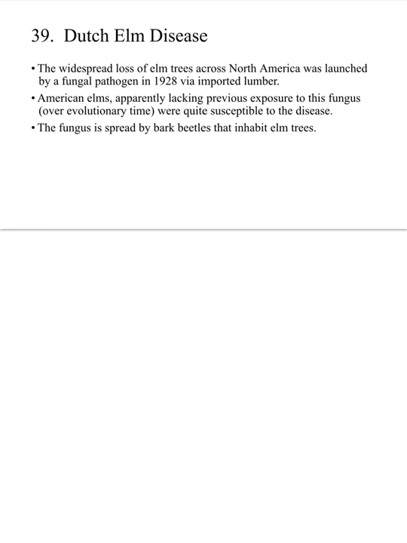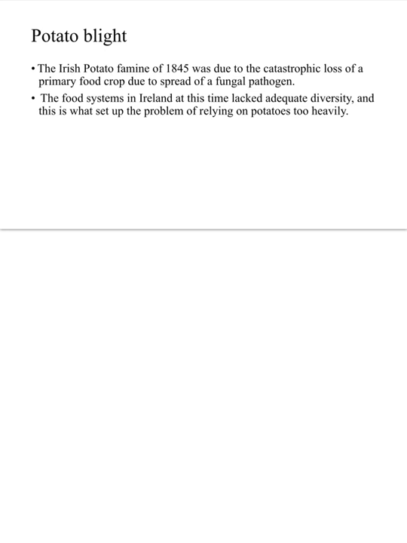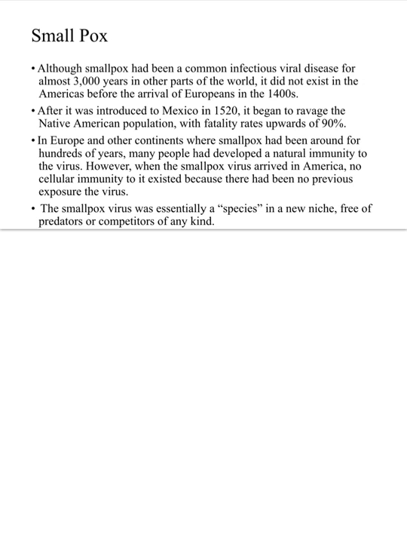Same thing for 39. You were supposed to choose one of the introduced species and how it can devastate native species. So this is information on Dutch elm disease. Nothing like this would be on your exam. Here's information on potato blight, if you've ever heard of that. And the virus smallpox.